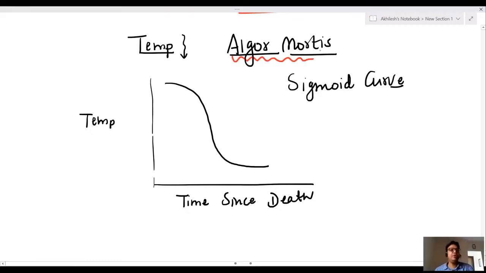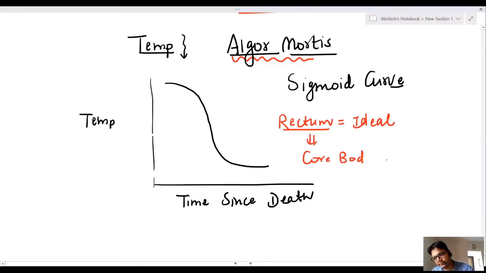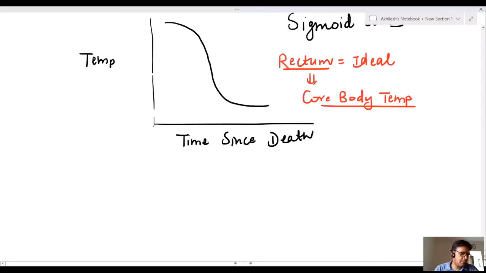Now, where would you detect temperature? Sir, the ideal site for detecting temperature is the rectum, because rectal temperature is equal to core body temperature.